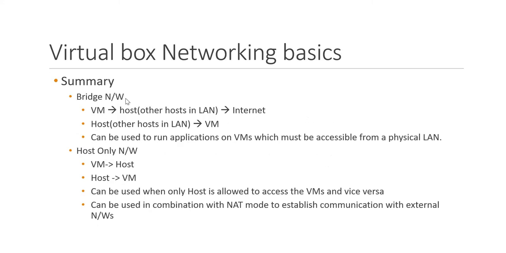So in the bridge mode, every communication is possible, like VM to host communication, or host to VM, internet to VM, everything is possible here. So this can be used when we want to run applications on VMs which must be accessible from a physical LAN or other networks. In the host only network, only the communication from VM to host and host to VM is possible. So this can be used when only the host is allowed to access the VMs and vice versa. But this also can be used in combination with NAT mode to establish communication with external networks. So this is the summary of all the networking modes in VirtualBox.